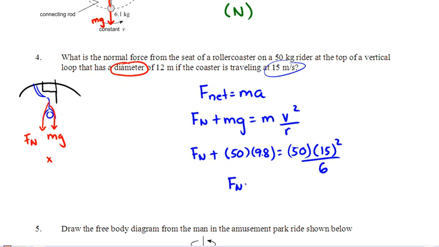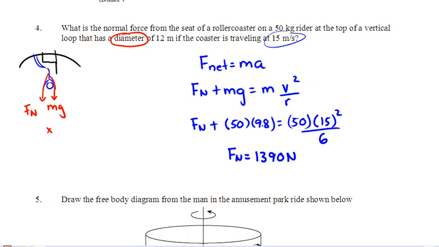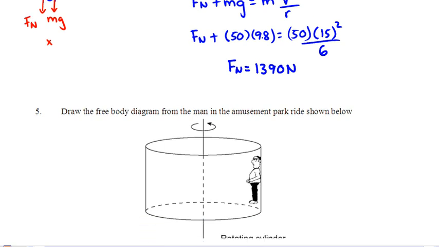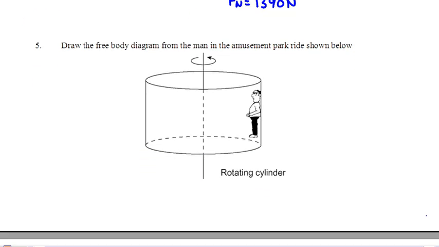So the Fn on this one, well, it's like 1385. I'm going to call it 1390. That many newtons. So quite a bit more than their weight, actually. Their weight's 490, and there's even way more than that of compression force from the seat to get them to go around the corner.